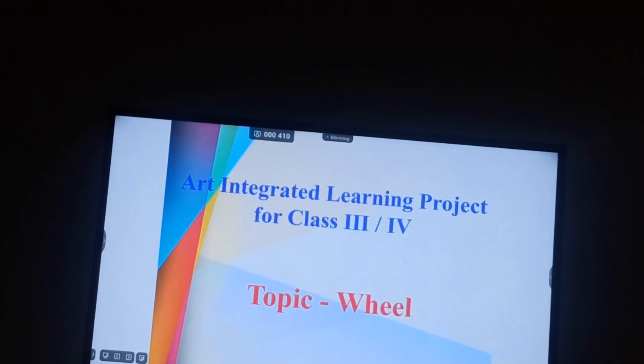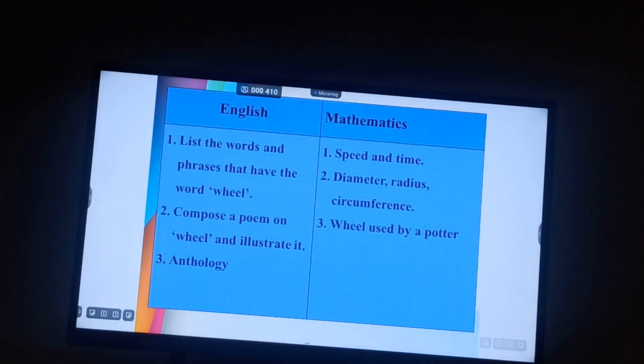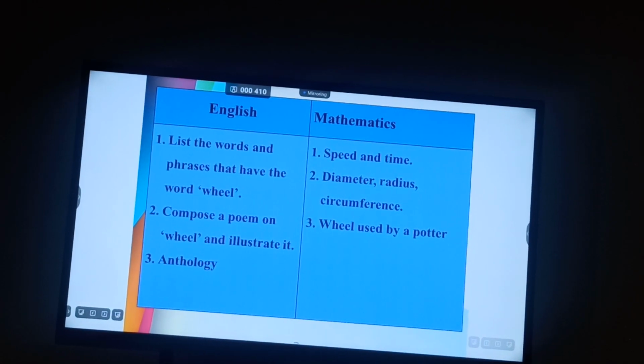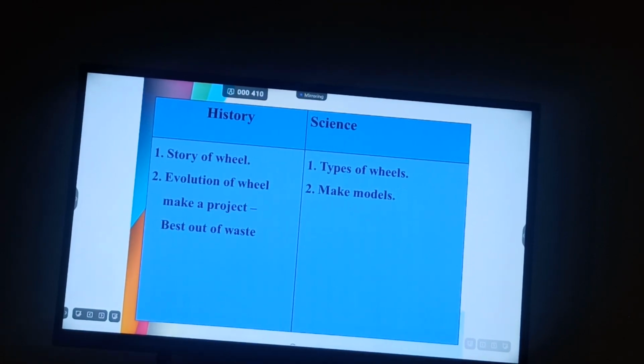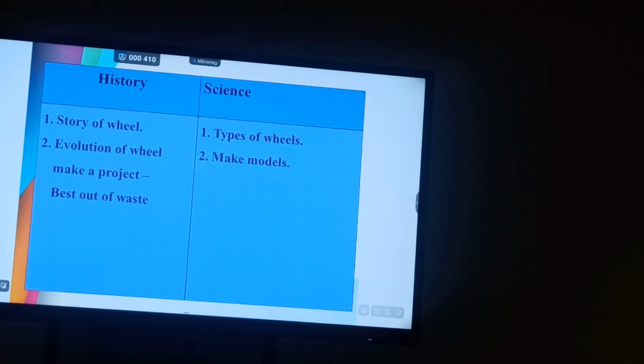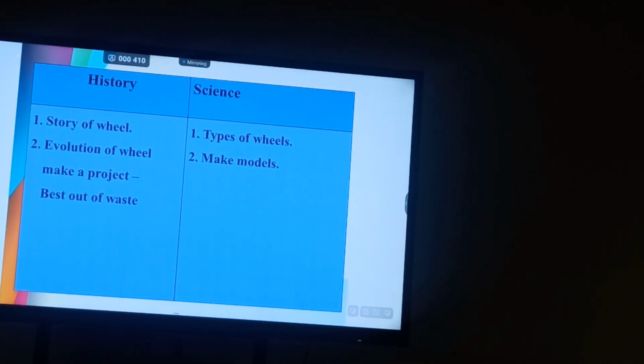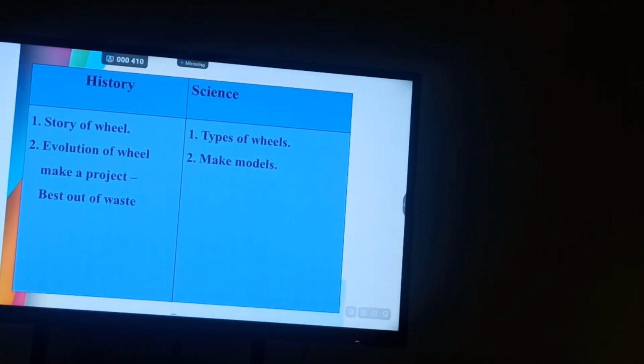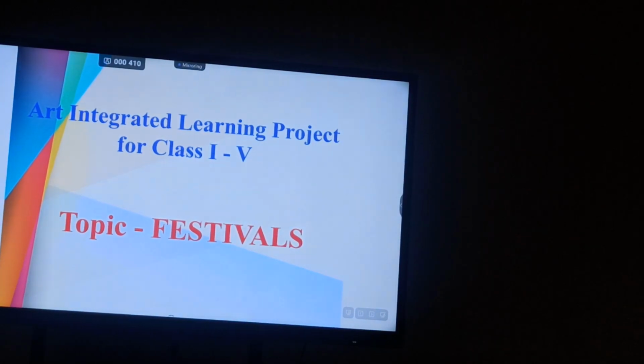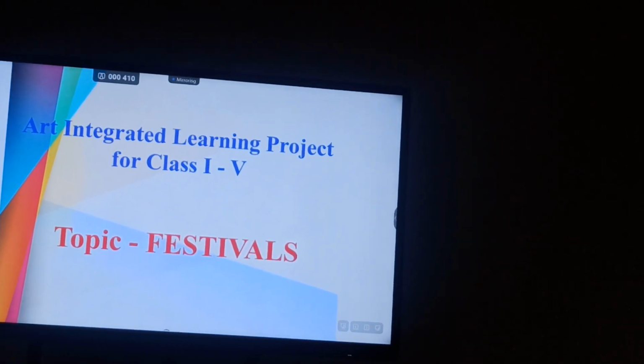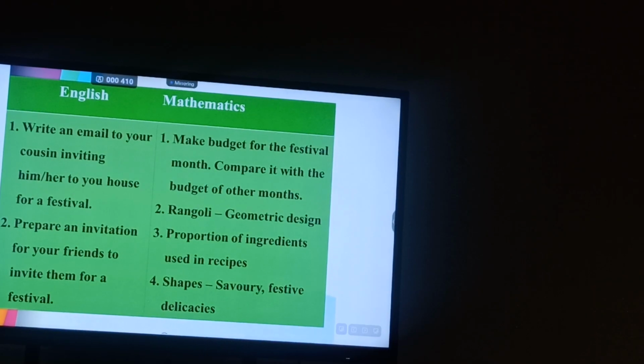Next. This is another example of the wheel. Next map. Similarly, you draw a wheel, you talk about a rubber wheel, a metal wheel, a wooden wheel, a potter's wheel, the wheels of an aeroplane, the wheel of a bicycle, and things like that. Festivals. These are examples for you. Next, please. Next.